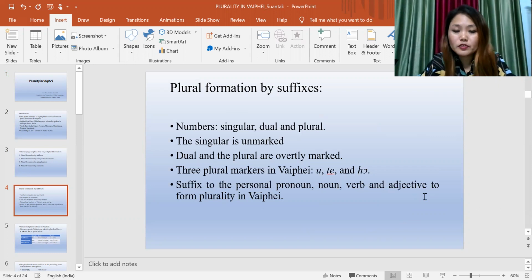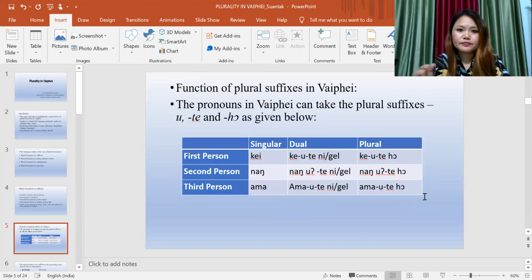Numbers in Vaiphei are of three types: singular, dual, and plural. The singular is unmarked, while the dual and the plural are overtly marked. And dual in the language is expressed by using the numeral ni and the word gel. So here our main concern is the plural. There are three types of plural markers in Vaiphei. They are u, te, and ho. These plural markers are suffixed to the personal pronoun, noun, verb, and adjective to form plurality in Vaiphei.